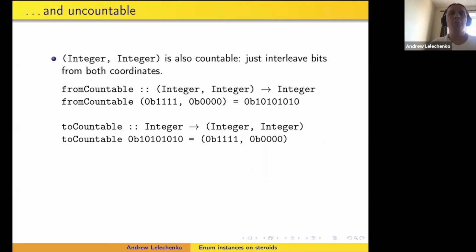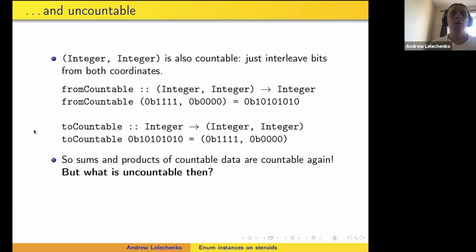Even more interesting is that the product of countable types is also countable. So if you want to build a conversion from pairs of integers to integer and back, you can just take the bit representation of these numbers and interleave them. You take bits from the first component and put them at even positions in your result, and you take bits from the second component of your tuple, in our case all zeros, and put them on odd positions in the result. And you can go back again. You have an integer, you filter out bits on odd positions and on even positions, and restore your pair of integers.